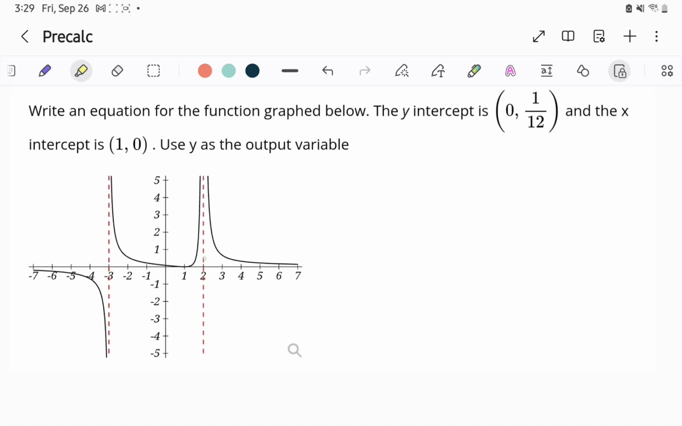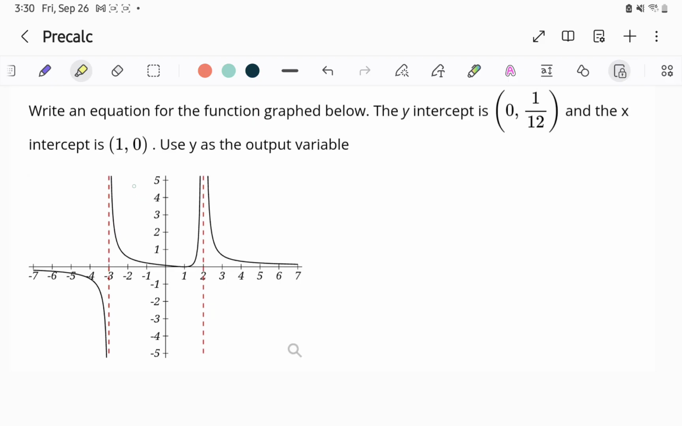And then if we look at our other vertical asymptote here at x equals 2, since the graph has the same behavior on either side of this vertical asymptote, that is, f of x goes to infinity as x goes to 2 from the left and as x goes to 2 from the right, this means that the factor corresponding to this vertical asymptote has an exponent of 2.